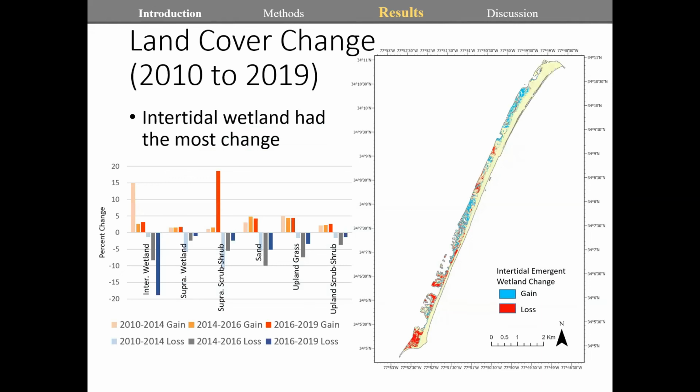Here's a summary of what I was just talking about, where you can see the gains in emergent marsh. That's the same as salt marsh. So in blue, we've seen more marsh happen, and in red is where it has eroded.